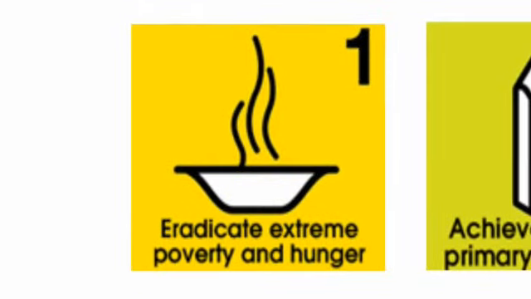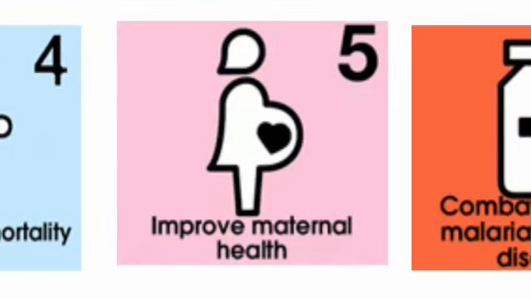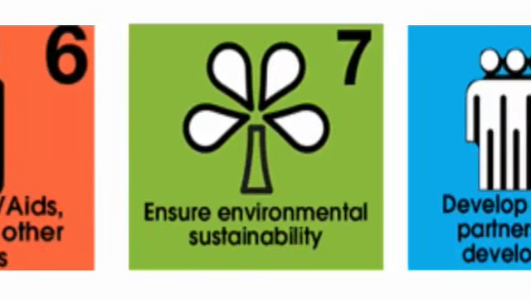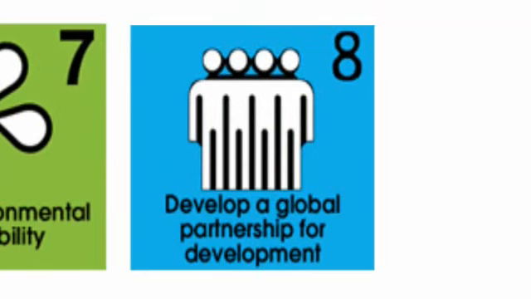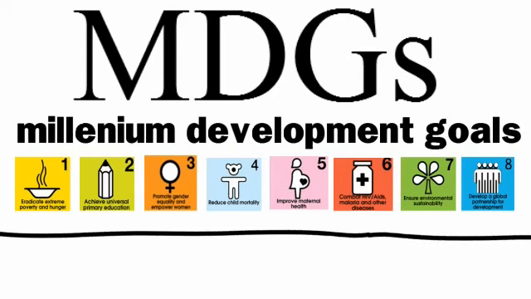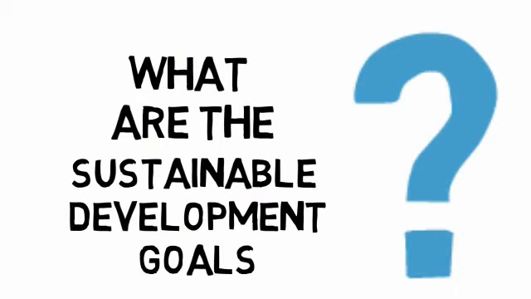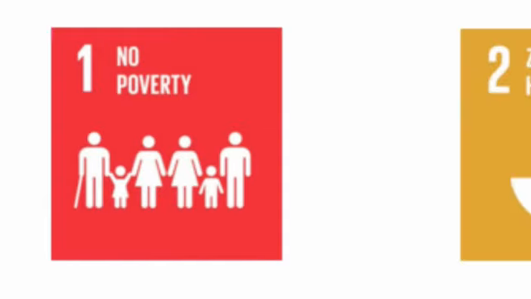To refresh your memory, MDGs or the Millennium Development Goals were the 8 goals that were established in the year 2000 that aimed to reduce poverty and improve health, access to education, clean water, and sanitation. The Millennium Development Goals ended in 2015, which is the year of transition from the Millennium Development Goals to the Sustainable Development Goals or the SDGs. These goals were envisioned in Rio+20 conference in 2012 and were formally accepted by the United Nations in September 2015 as the global goals for 2030.